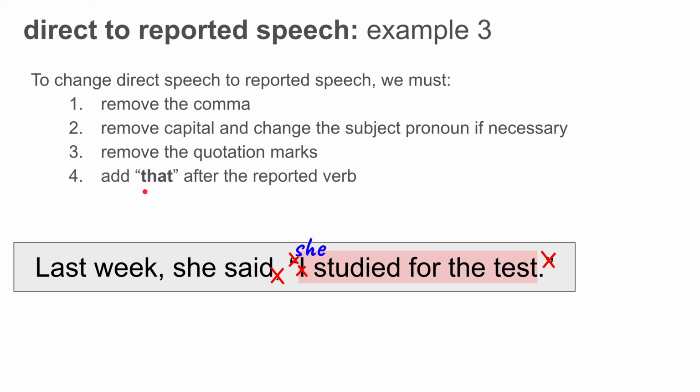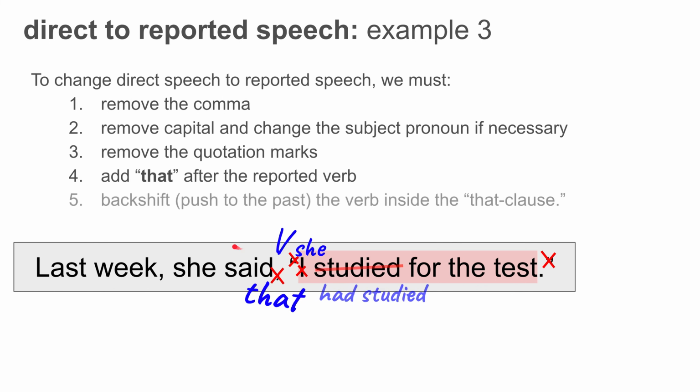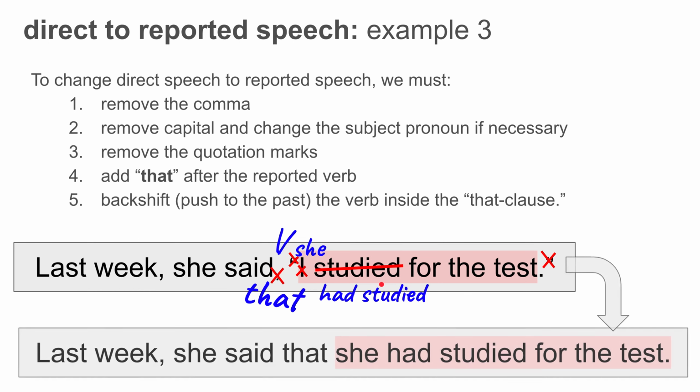Next, we're going to add that after the reporting verb. So what is the reporting verb? Said. So we're going to say that. She said that. Okay, we're going to backshift. That is, push to the past the verb in the that clause. Last week she said that she had studied for the test. Okay, if we look at this completely, last week she said that she had studied for the test.